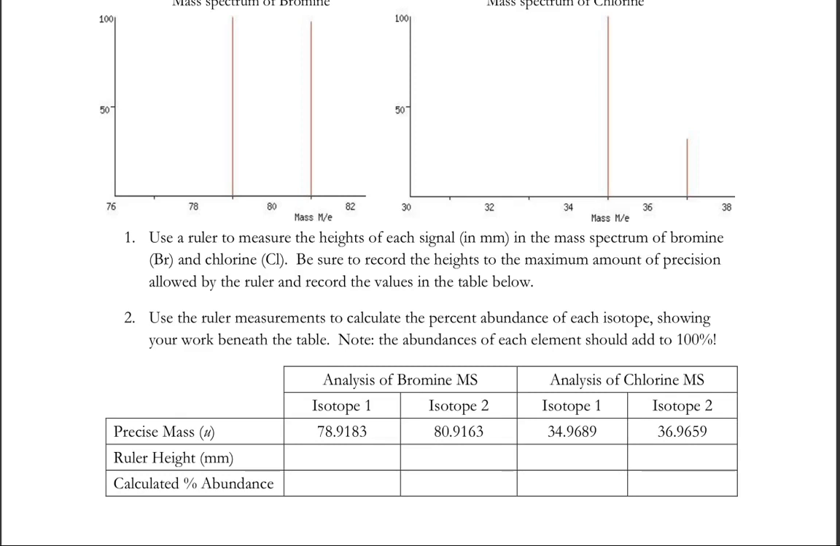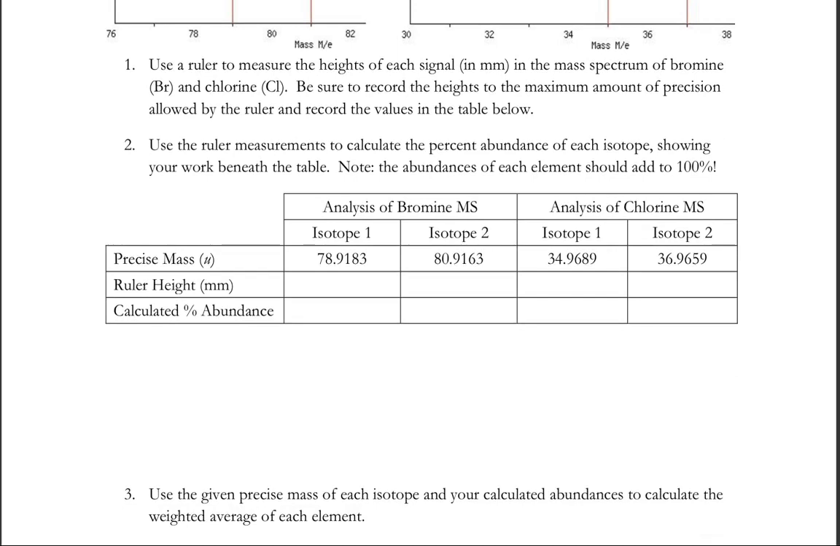So the most left one in bromine, its mass is 78.9183, and you measure its height. And do the same for the second one, whose mass we're given 80.9163, and then do the same with the chlorine. So we have the precise masses given, you measure the heights. And then from those heights, with the percent, like we did above with magnesium, determine the calculated abundances of the isotopes of bromine and the isotopes of chlorine.